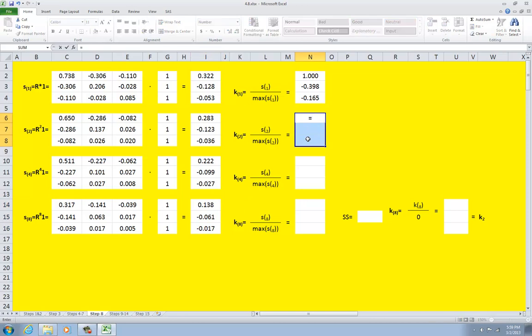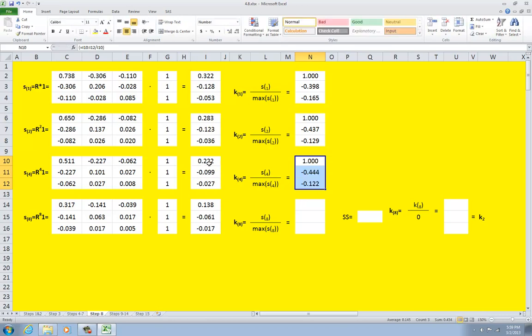And then the trial eigenvectors. All right. Looking at it here, we can see that they finally converge when we get to R to the 8th. So we can take the last trial eigenvector, K8, and find the sum of squares.